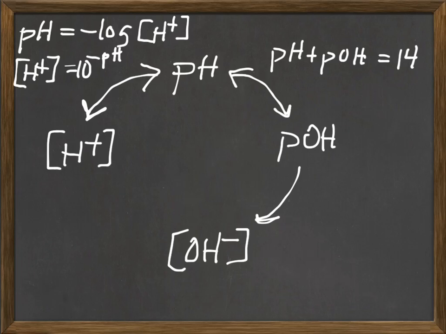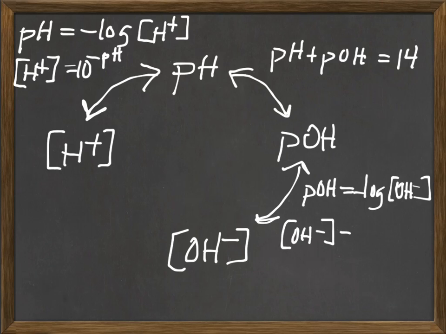We can also convert between these two. So pOH would be negative log of the hydroxide ion concentration. And the hydroxide ion concentration would be 10 to the minus pOH. And then this one we learned about on Tuesday. Do you remember the relationship between those guys?